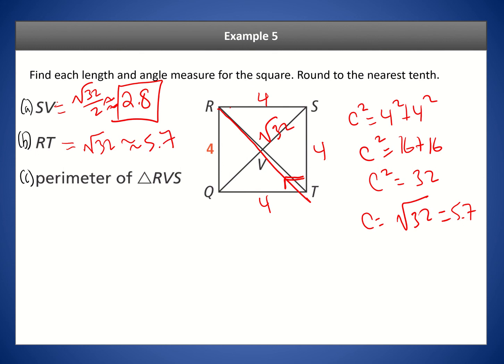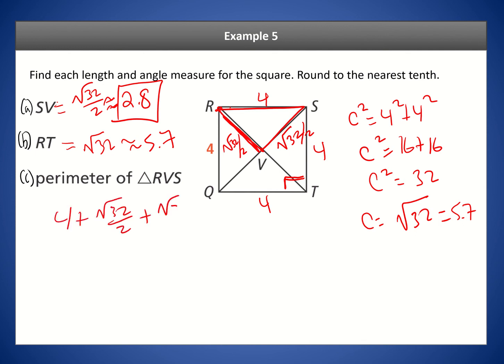Now we'll do the perimeter. The perimeter is pretty straightforward as well. We're focusing on R, V, S. So this is 4, and this is square root of 32 over 2, and this is square root of 32 over 2. To do the perimeter, we have to add all these sides of this triangle. So we have 4 plus square root of 32 over 2 plus square root of 32 over 2, and we'll get that number. And that's about 9.7.